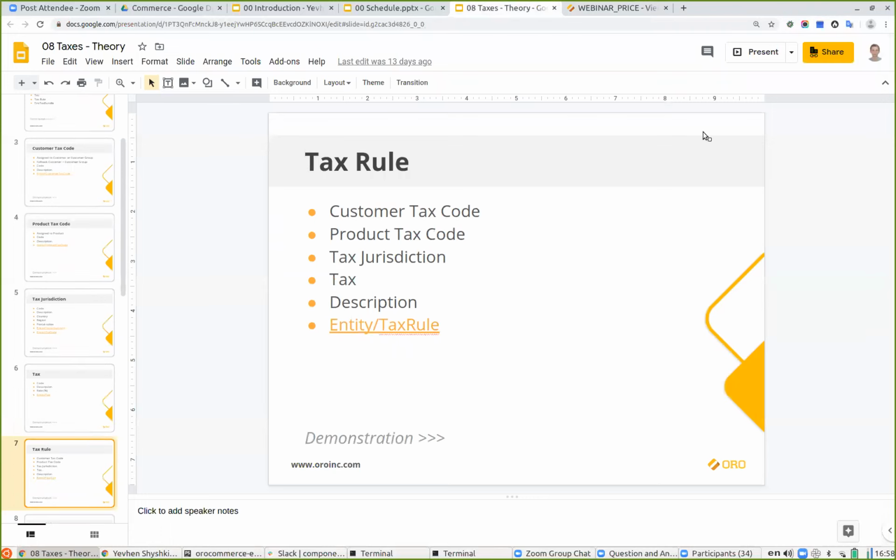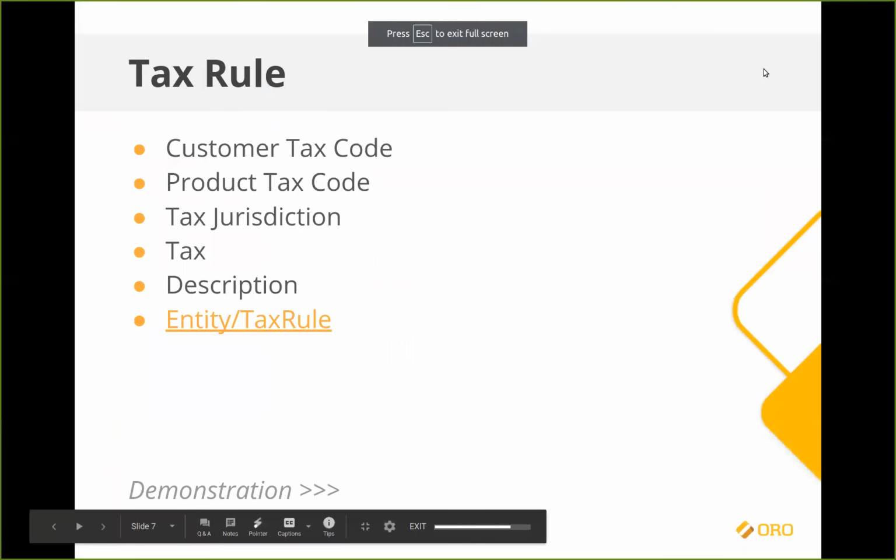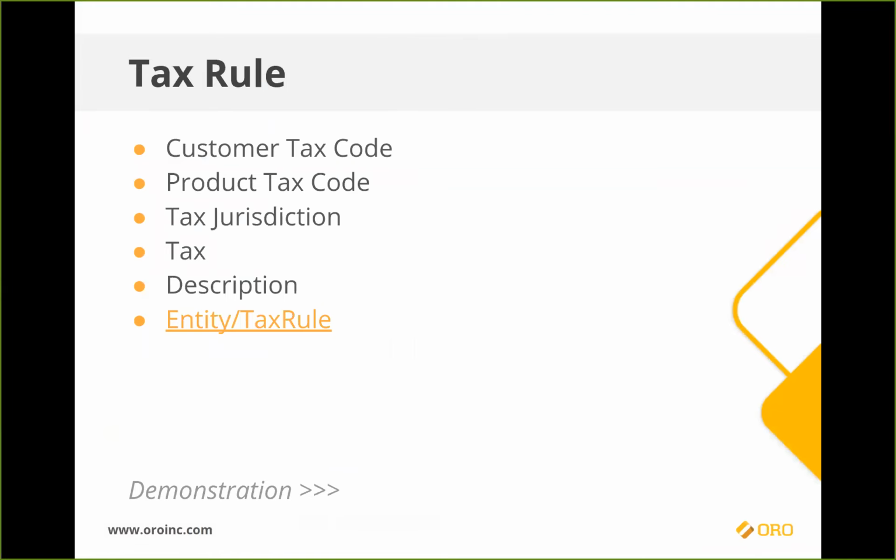And now finally we have a tax rule. So a tax rule is the intersection or combination of the four entities we have seen before. So in order for tax to be applied, the appropriate product with the appropriate product tax code has to be bought by the appropriate customer with the appropriate customer tax code under the specific tax jurisdiction or specific address. Only then will the tax be applied. So a tax rule is some kind of glue that combines these four parameters together.